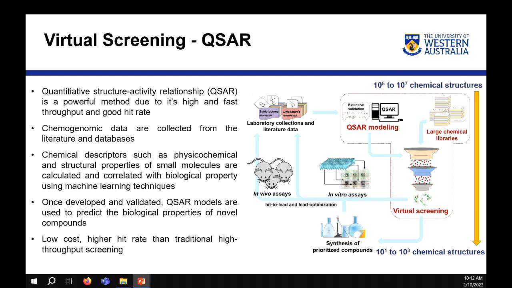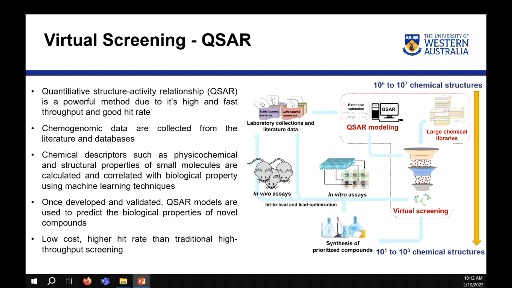In vitro assays, so you would look at safety, and you would look at efficacy. So looking at efficacy, testing the drug against whatever disease it is that you want to identify inhibitors for. And if it passes in vitro assays, then you would consider doing in vivo assays. So this is how the QSAR model works.